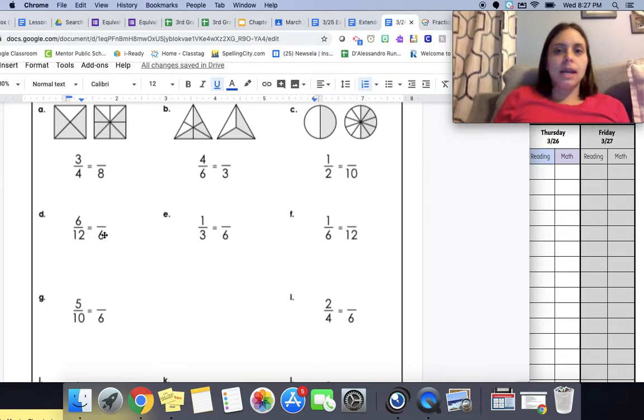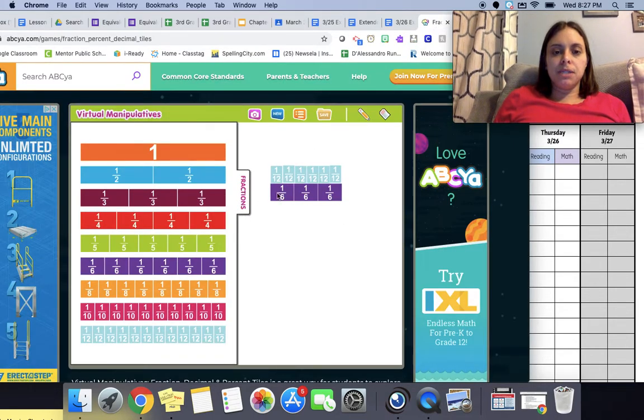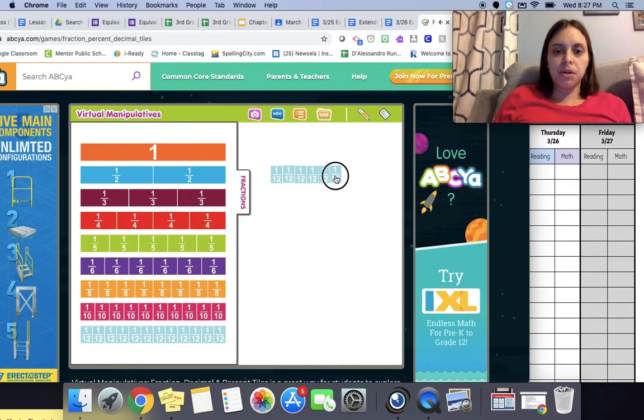Okay, now when you're done building one of the problems, you can get rid of them by clicking on all of these pieces 3 times. So 1, 2, 3, 1, 2, 3, 1, 2, 3. Triple clicking gets rid of them all so that you can start over.